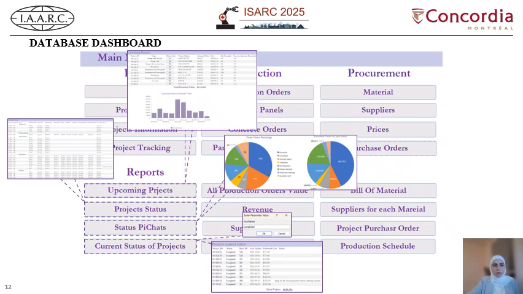Also, the current status of project report. When this report is run, a message will appear so the user can type in the project status. Then a report will be generated of all the projects in the system in that specific production stage. For example, I typed in complete and a report was generated of all the completed projects.